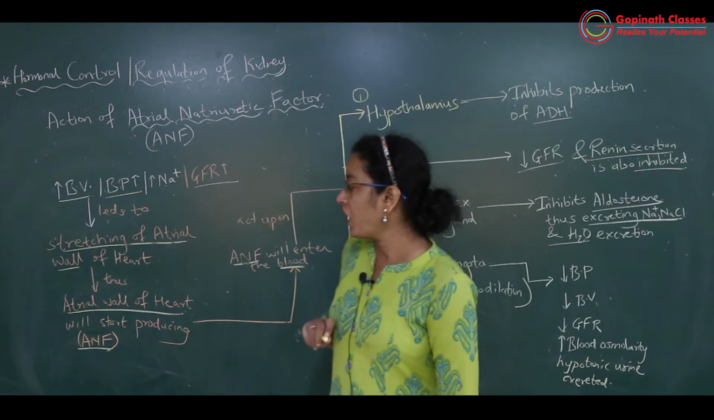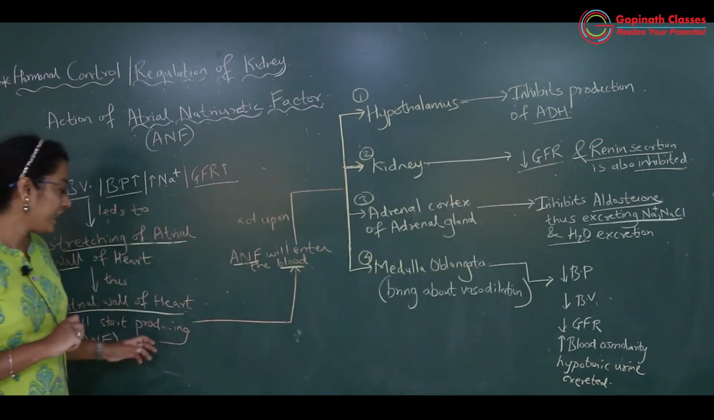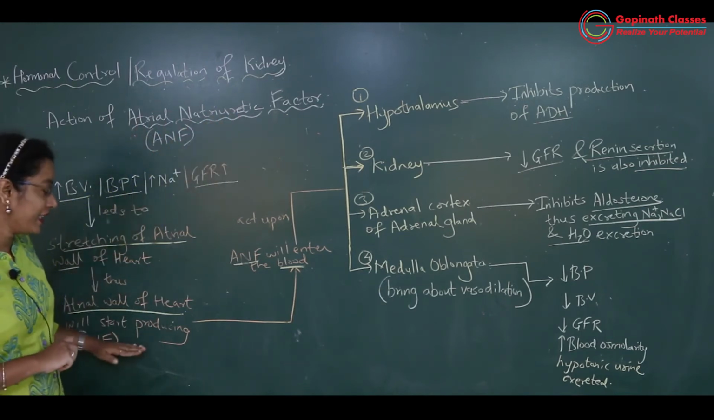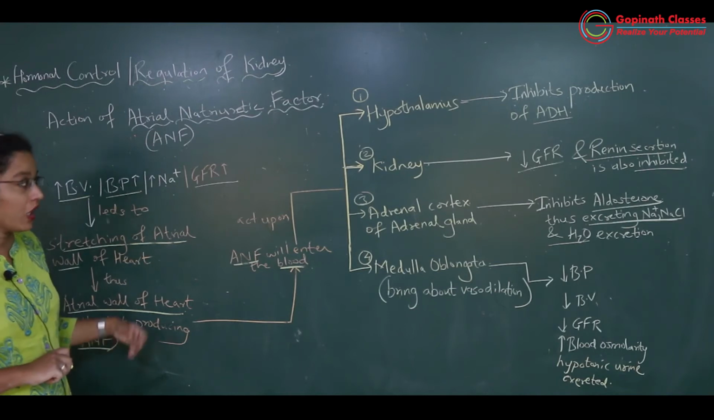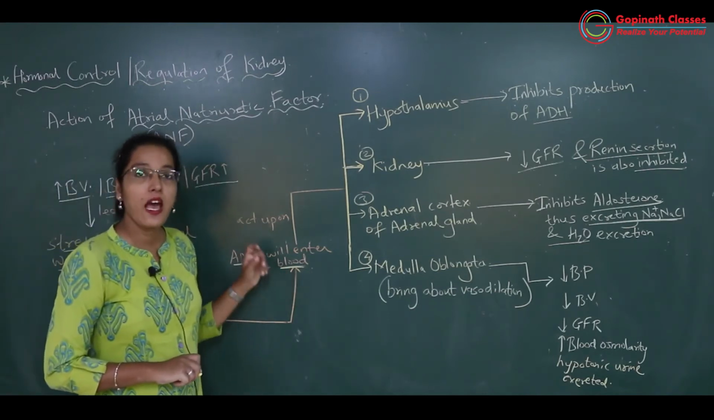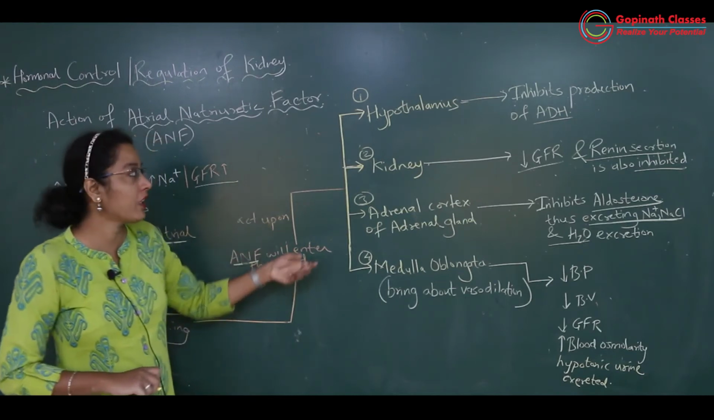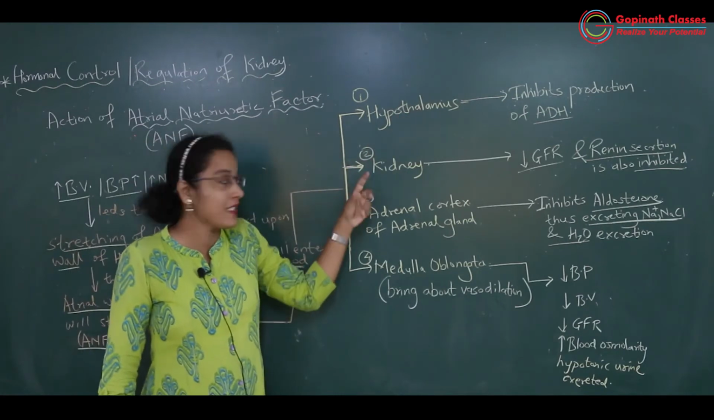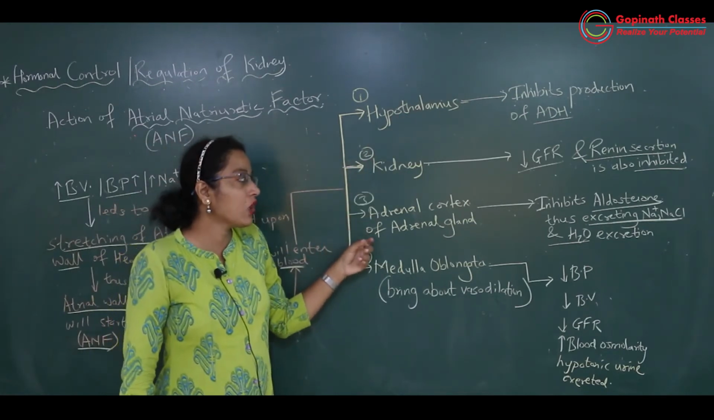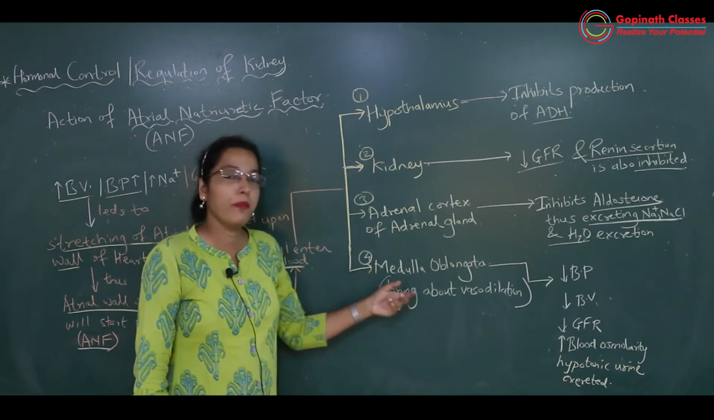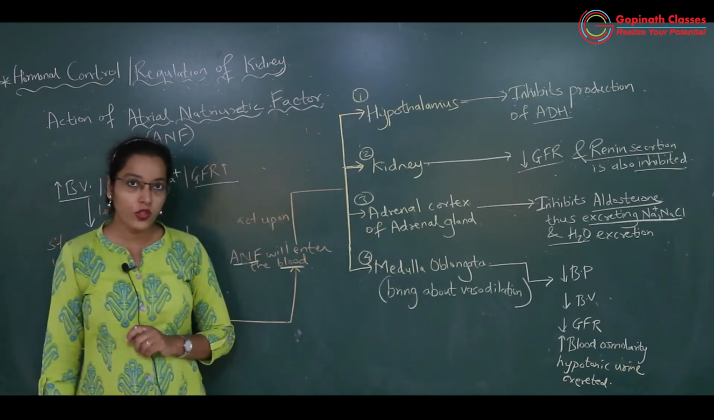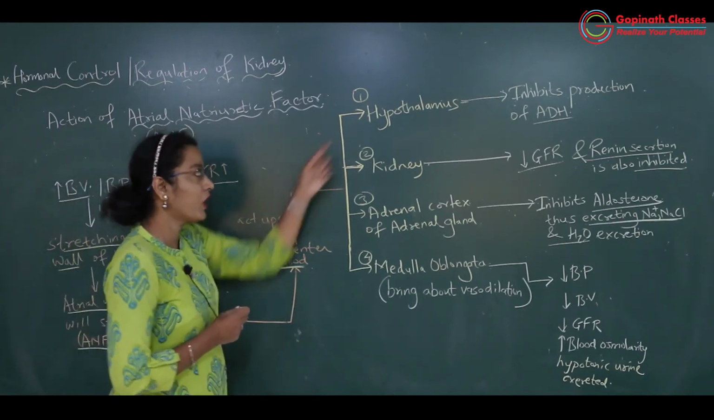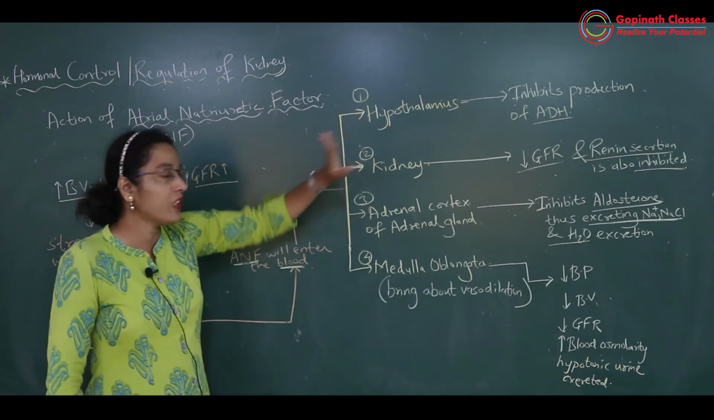Okay, got it? Now this ANF, that is atrial natriuretic factor, which has been released by the atrial wall of the heart, will enter in the blood. And when it enters in the blood, it will act upon 4 different organs. First is hypothalamus, second kidney, third adrenal cortex of adrenal gland, and fourth medulla oblongata. Now we will see one by one what is the activity of this ANF over all these organs. We will start with hypothalamus.